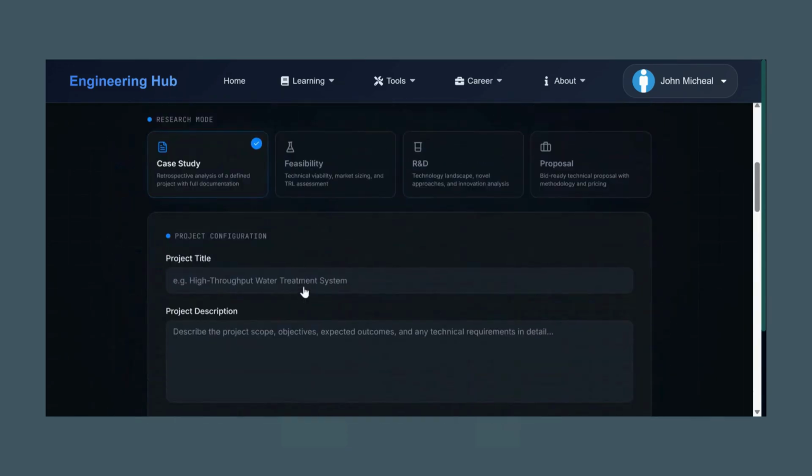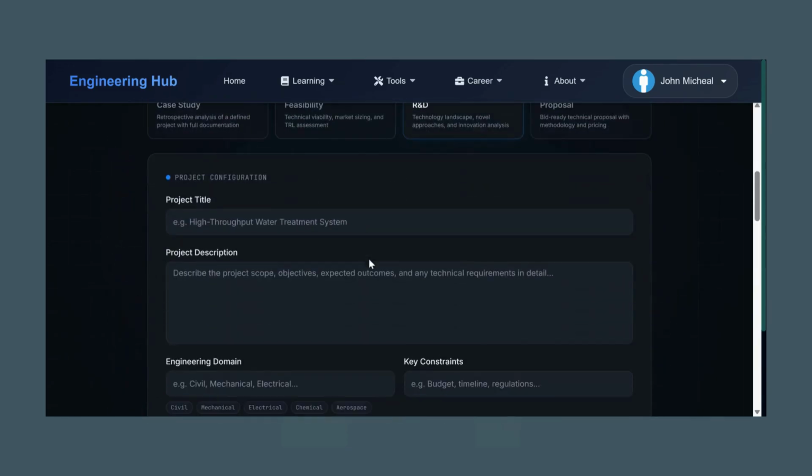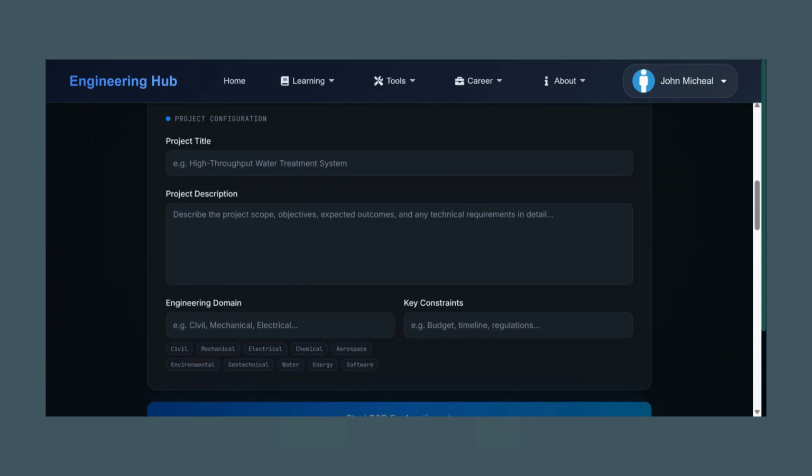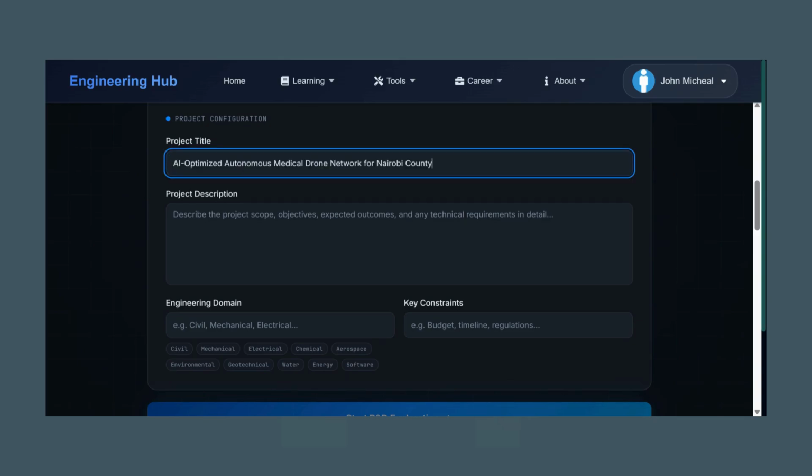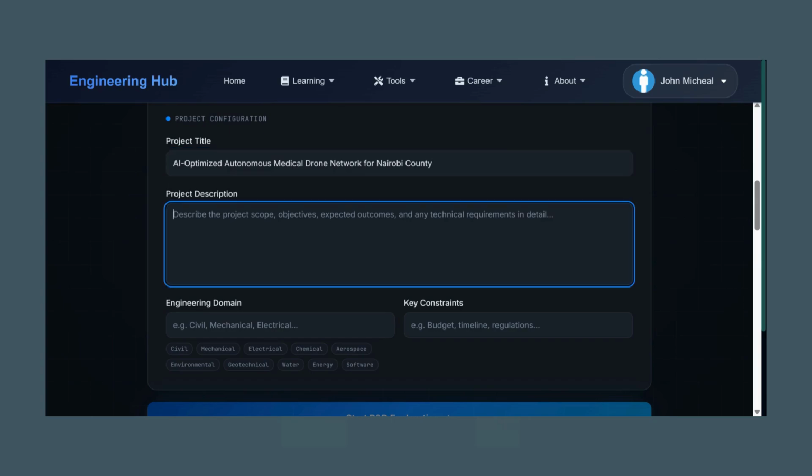Now today we are going to be a bit crazy with what we're going to do. It's not going to be something normal. We're just going to stress test the R&D platform. Now we're going to do something so dumb and yet conceptually good, like an AI optimized autonomous medical drone network for Nairobi County. In our dreams. Anyway, let us just look at that.